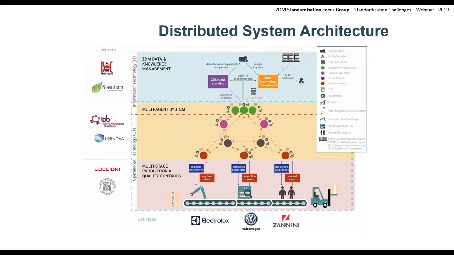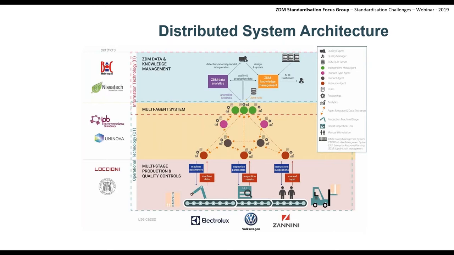In order to develop and deploy the components of the Goodman architecture, we have in the consortium 9 partners. We have the university research center who defined and worked, for example, on the smart inspection tool, the University Polytechnic of Ancona, and on the middle layer, the MAS, the IPB, the Institute of Braganza, and the Uninova on the rule servers. And then we have also three technical providers in terms of Loccioni as integrators in order to implement and to integrate the different components in the real production lines. Then we have Nissatec and BOC. They are two small medium enterprises focused on the data analytics and knowledge management.